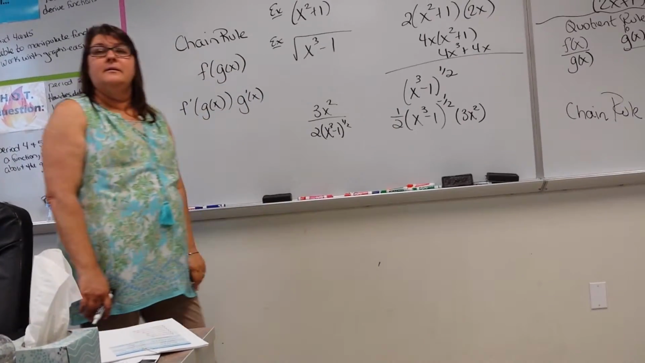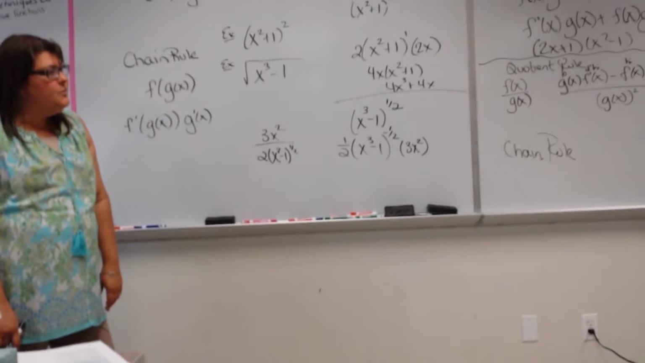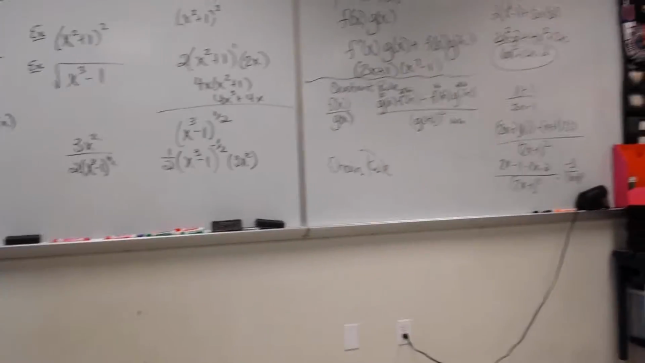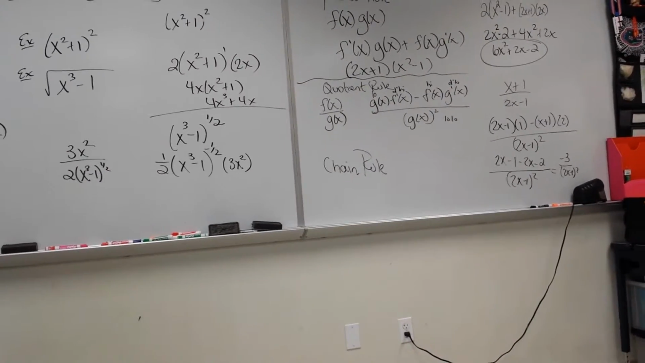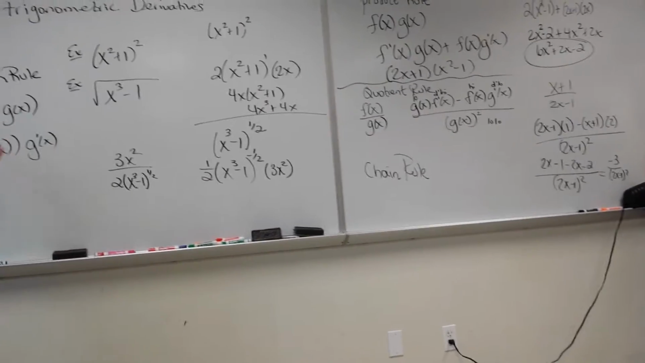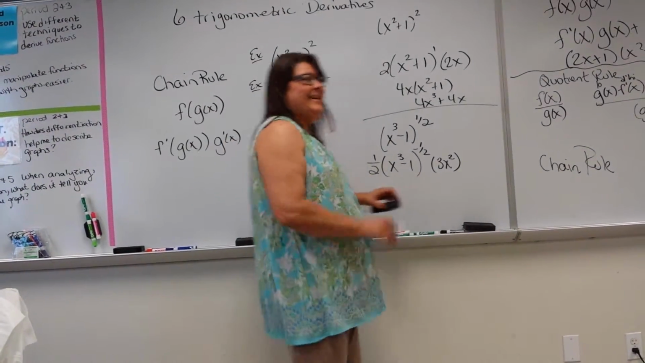Right, okay, so the question that Nick had earlier is how would we do the x plus 1 over 2x minus 1 with product and chain rule rather than quotient rule? Okay, so let's go ahead and do that. I'm gonna erase this. Everybody good? Have I lost anybody? Okay.